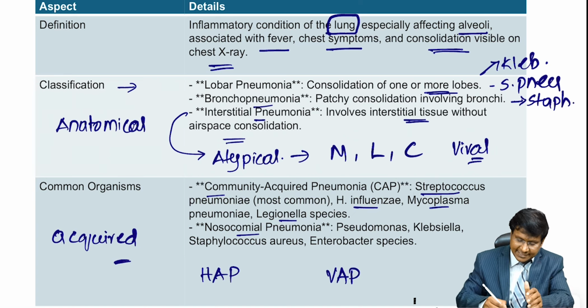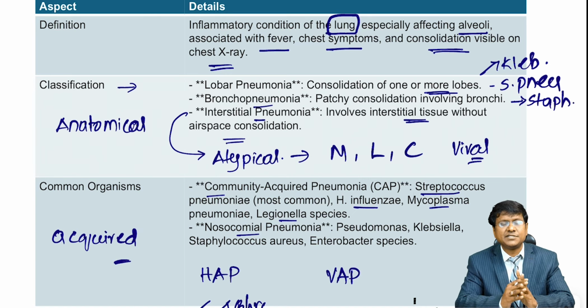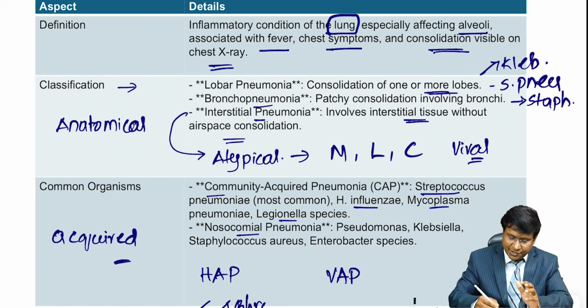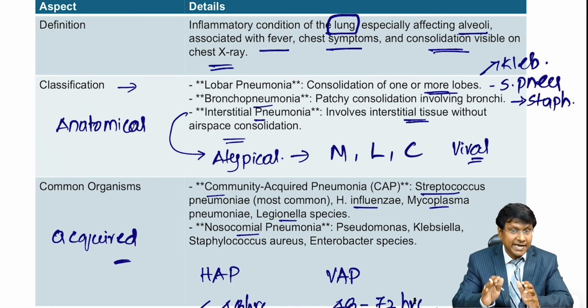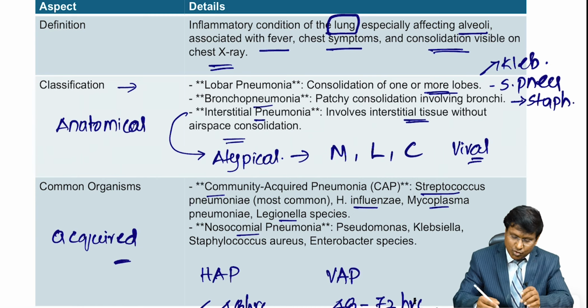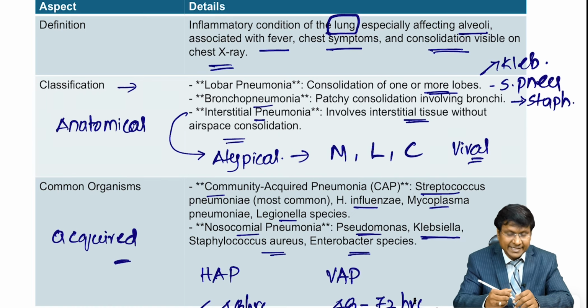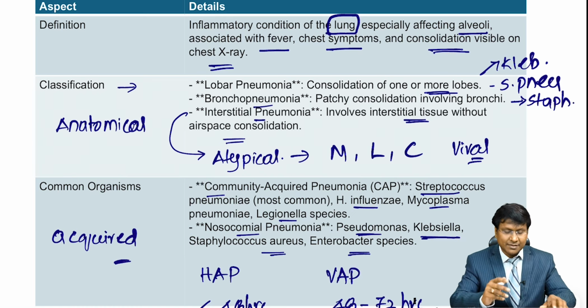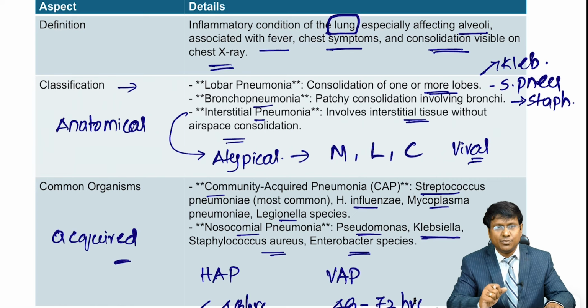Hospital acquired pneumonias are where the individual will develop pneumonia within 48 hours of admission into the hospital. That is called hospital acquired pneumonia. Whereas ventilator associated pneumonia is where the individual develops pneumonia after 48 to 72 hours of endotracheal intubation. The most common organisms that will be causing these nosocomial pneumonias are Klebsiella, Pseudomonas, Staph, as well as Enterobacter species. So these will be the organisms that will be causing the nosocomial pneumonias.